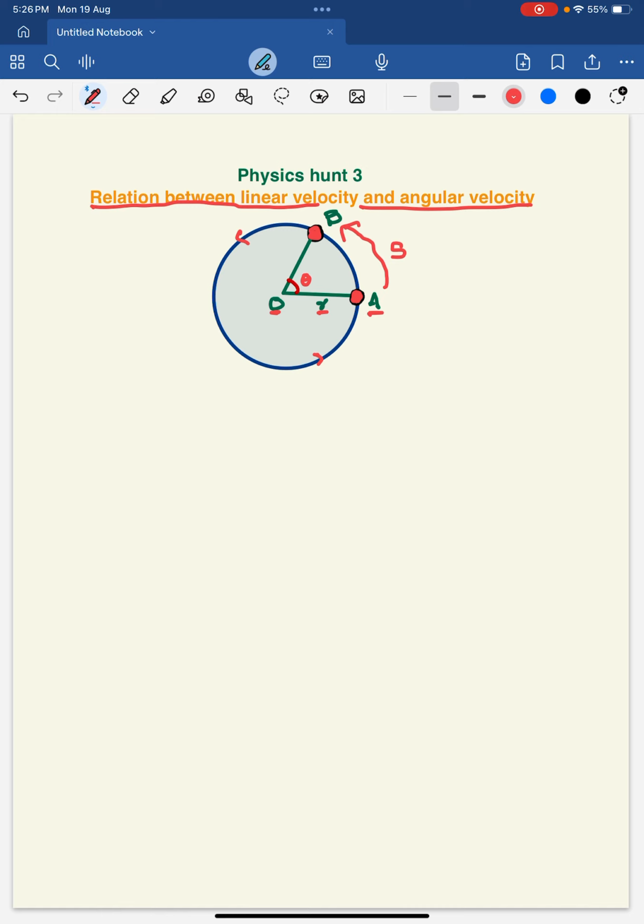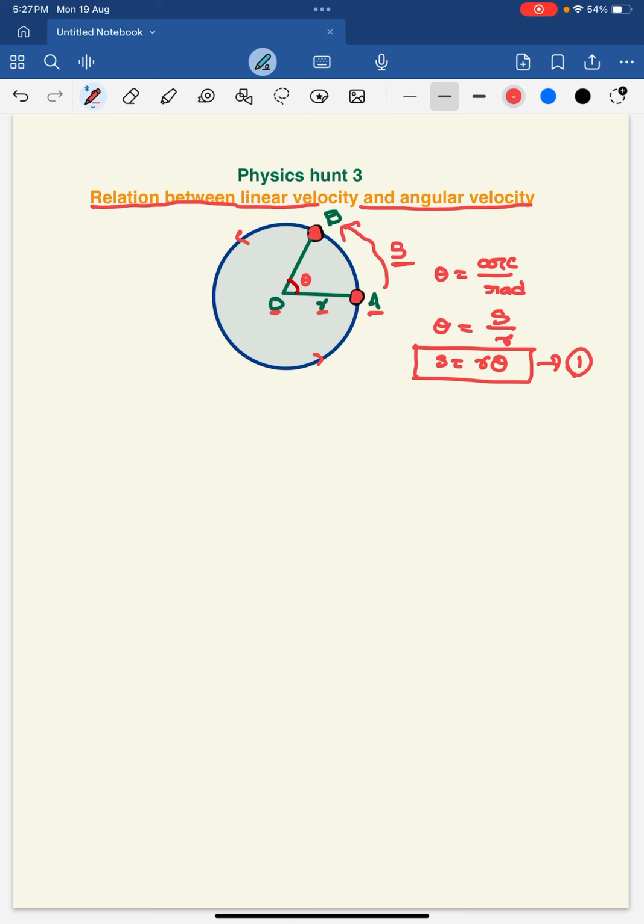Whenever it makes an angle theta, we know the basic formula in mathematics: theta is equal to arc by radius. Here the arc is s and the radius is r. So theta is equal to s by r. From this, s is equal to r into theta. Let us assume this is equation number 1.